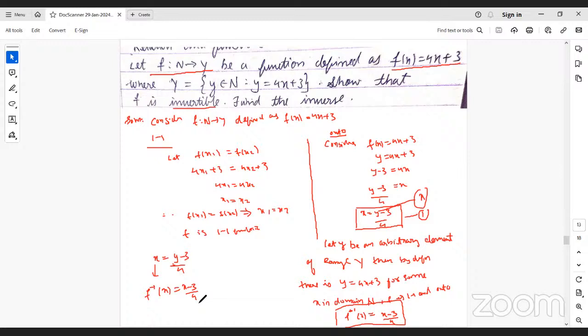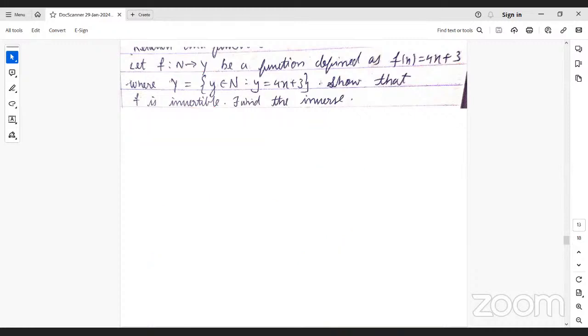Okay, so this is one method, the first method. Next we will try to show the function is invertible with method 2 also. So we will discuss method 2.